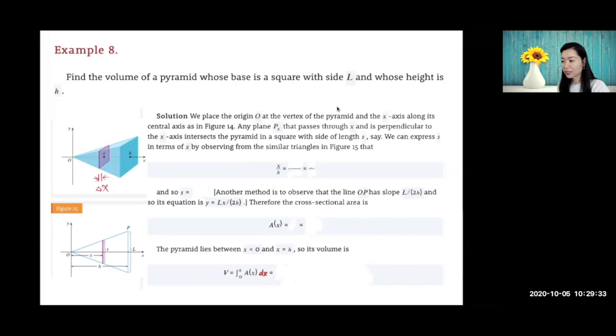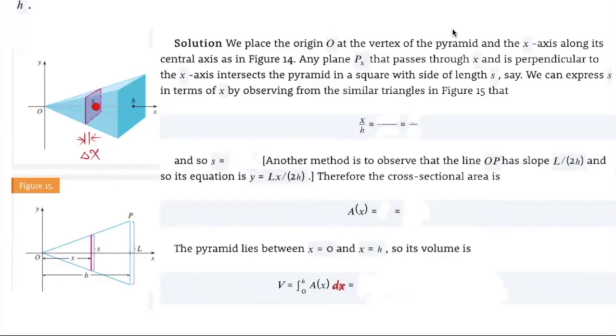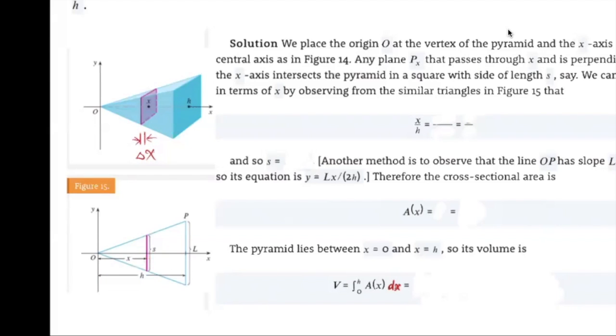Let's use calculus to do it. We're going to slice this. We place this pyramid this way, and we slice it vertically. Each slice's cross section is going to be a square. So what will be the cross-sectional area? Now let's label this. The x-coordinate is x. The side of the square here, let's call that small s.